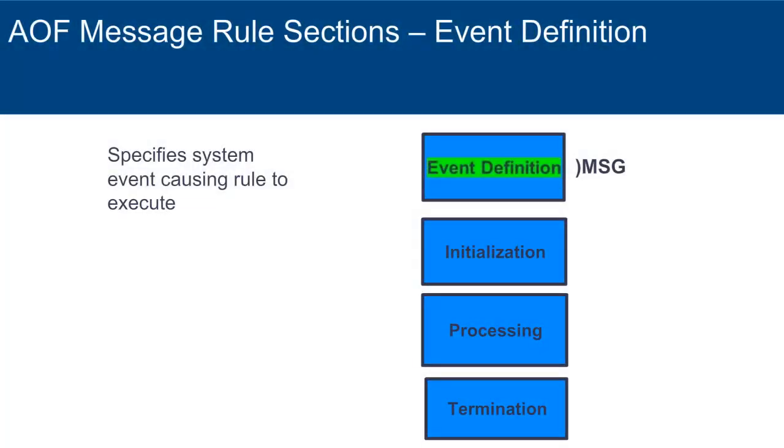The event definition section of a rule specifies the system event that will cause the rule to execute. Ops MVS uses the information in the event definition section to determine when to run the processing section of the rule. The event definition section is required and is always the first section of a rule. The event type value for a message rule is MSG, identifying it as a rule that will process or respond to a message event. Ops MVS has a total of 16 event types that it can respond to.